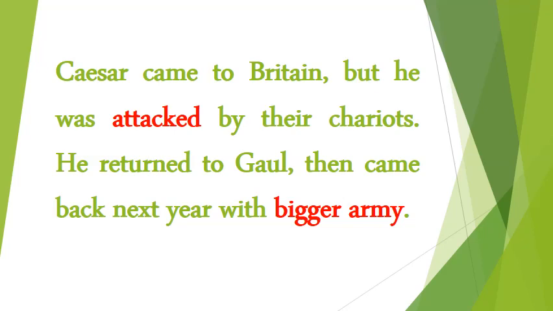But he was attacked by their chariots. The Celts of Britain used their chariots to attack Caesar and his army. The Celts of Britain did not let Caesar take their land. What did they do? They used their chariots to attack Caesar. What happened after that?